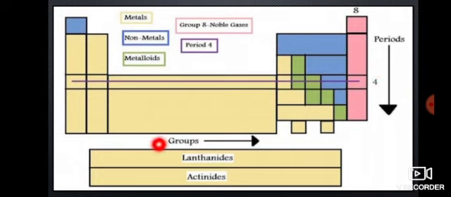Now here the group is given. The groups are actually the vertical columns, but if I go from left to right, so this is the first group and this is the second group, so the group is also changing.